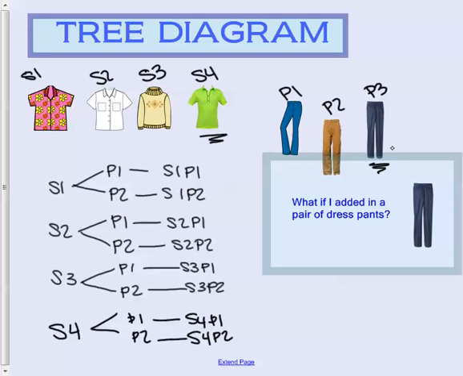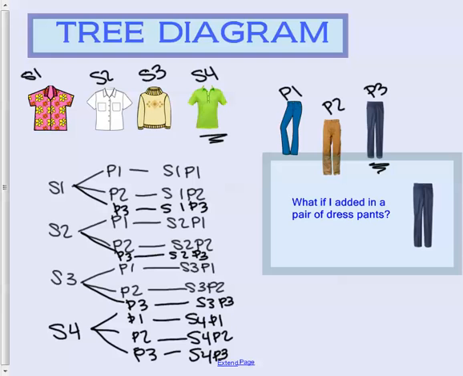But adding in this 3rd pair of pants, we would have a new line added to each one of these. So shirt 1 with pant 3, and so on and so forth. So if we look here, we have 3, 6, 9, 12 total options if we have another shirt and another pair of pants.